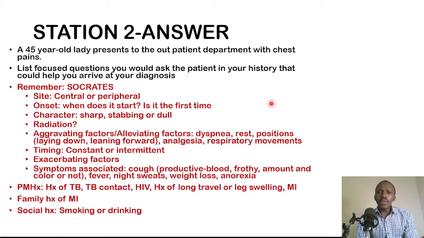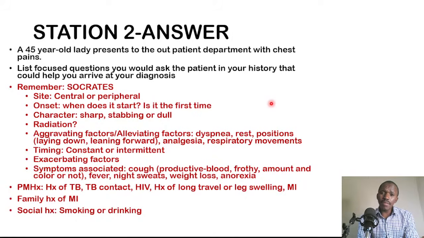Now, is this pain constant or is it intermittent? Does it come and go? What are the exacerbating factors? Does exertion make it worse? And what are the associated symptoms? Because you're thinking maybe this could be TB. Is there any cough? And if there is a cough, is it productive? What is present in the cough? Is it blood? Is it frothy? What's the amount that's going to be present? And what's the color going to be like? And of course, you ask for a history of a fever, night sweats, weight loss, anorexia, all of which are symptoms that are going to be pointing you towards TB.